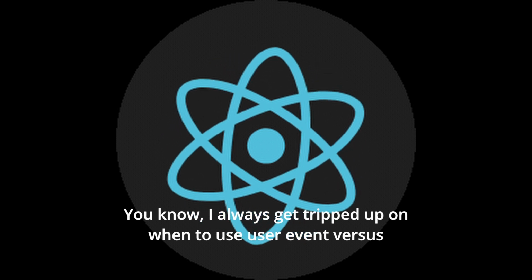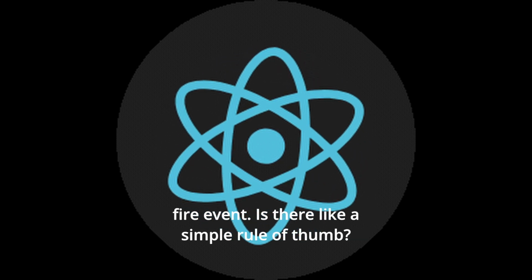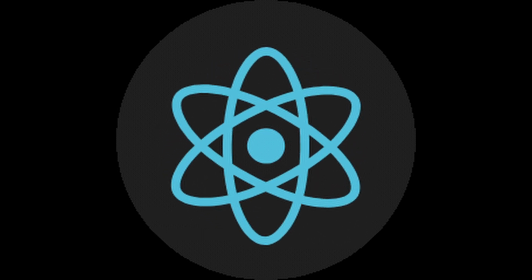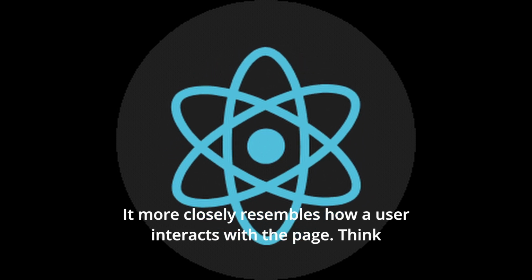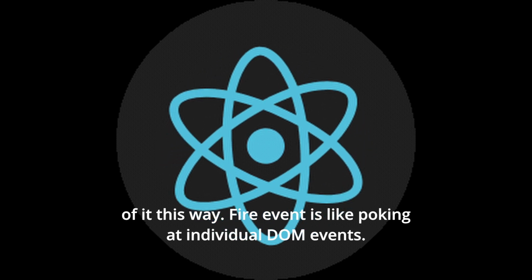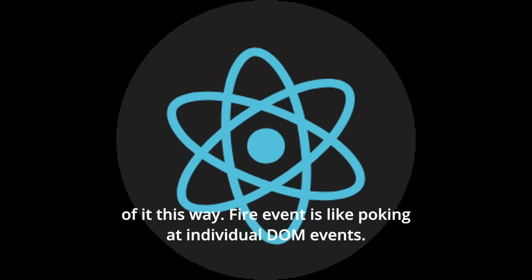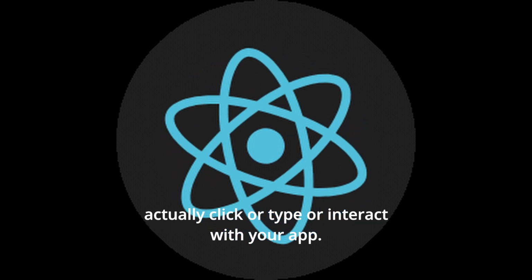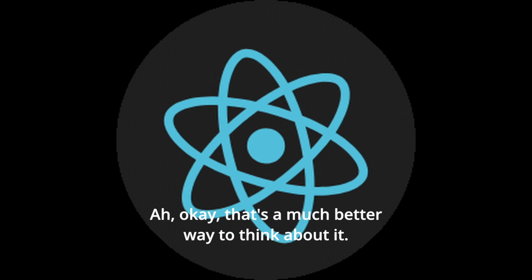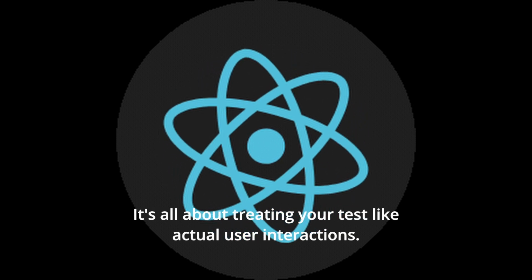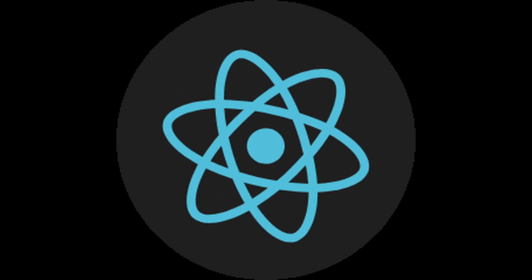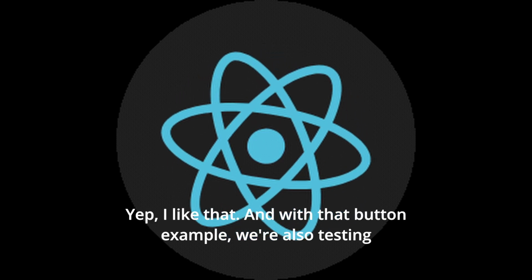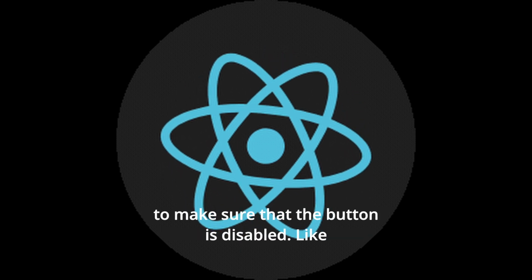I always get tripped up on when to use user-event versus fireEvent. Is there a simple rule of thumb? Generally speaking, user-event is going to be your go-to choice. It more closely resembles how a user interacts with the page. Think of it this way: fireEvent is like poking at individual DOM events, but user-event is like having a user actually click or type or interact with your app. Okay, that's a much better way to think about it. It's all about treating your tests like actual user interactions, just like with our querying strategies. Yeah, it's all connected. It all ties together. I like that. And with that button example, we're also testing to make sure that the button is disabled.